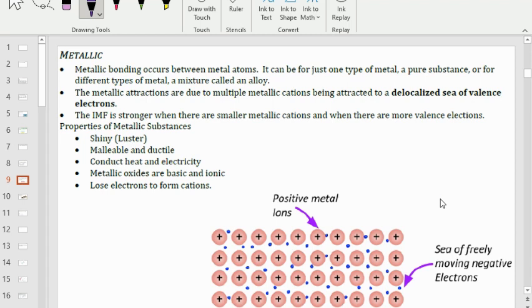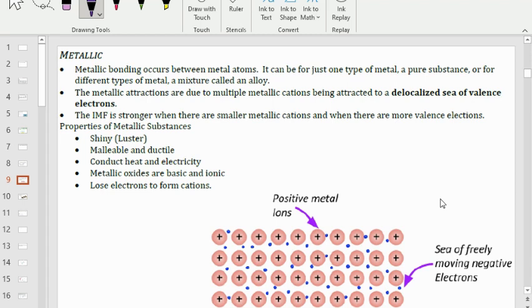Metallic attractions are due to metallic cations being attracted to delocalized valence electrons. So these electrons are able to move past the atoms and they're able to flow. Flowing electrons is also known as electricity. If you want to study that more, wait until the very end of this course or take physics. IMF then is going to be stronger when there are smaller metallic cations and when there are more valence electrons.